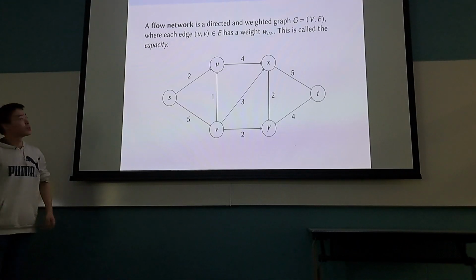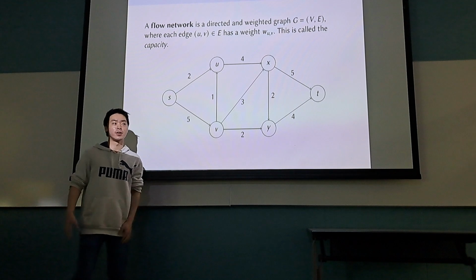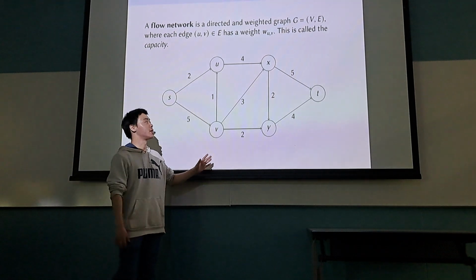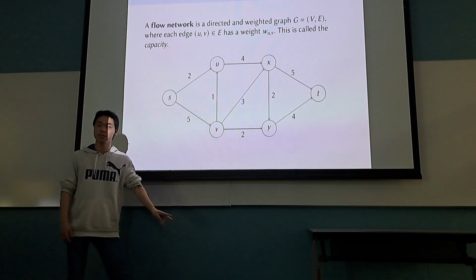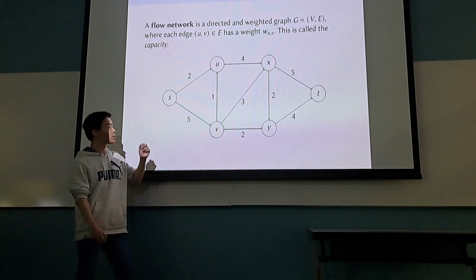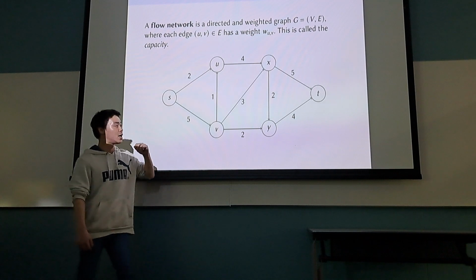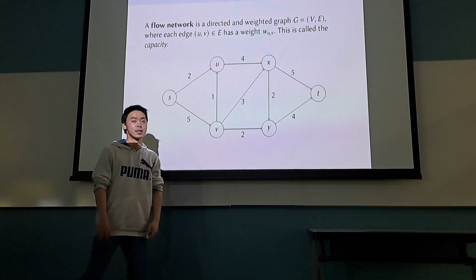So, what is flow? What is a flow network? Crudely speaking, imagine that you have a directed graph, and you have two vertices that you want to look at. The first vertex is a source, and the second vertex is a sink.